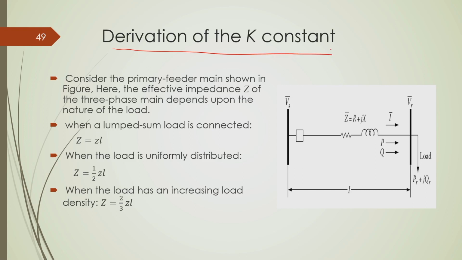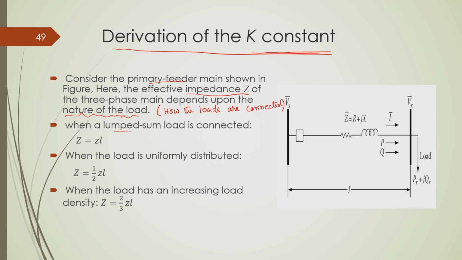So, in this particular lecture I will start to derive the constant K. Now, look at this slide where we will be deriving this constant K. For a primary feeder, the effective impedance Z depends upon how the loads are connected. This is not the nature of the load, it is basically how the loads are connected, or the load configuration you can say.